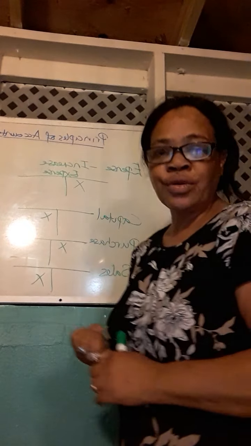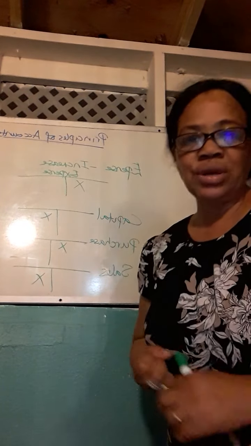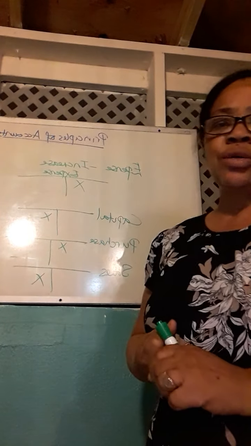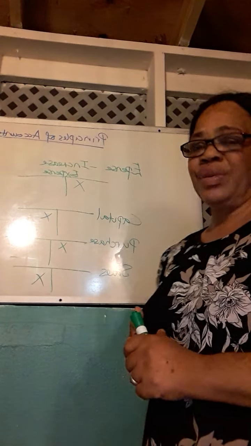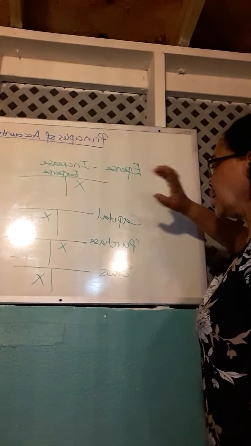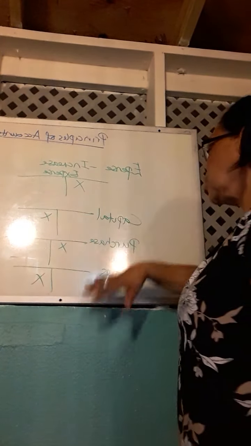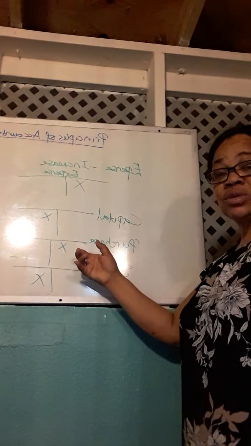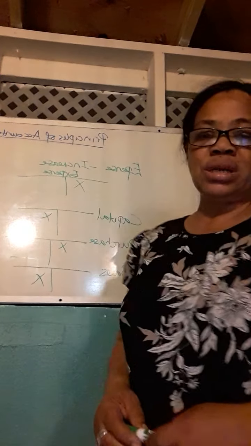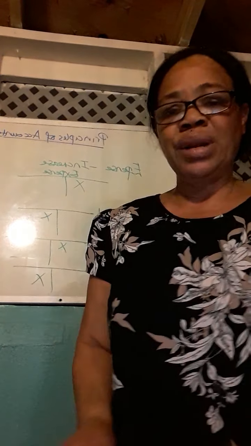Asset, if there's an increase, it's a debit. If there's a decrease, it's a credit. Liability, if there's an increase, it's a credit. If there's a decrease, it's a debit. All my expenses are going to be on my debit side. All my capital will be on my credit side. Whenever we do purchases, it is going to be on the debit side, and if it's sales, that's going to be on the credit side. Basic knowledge for your double entry system.